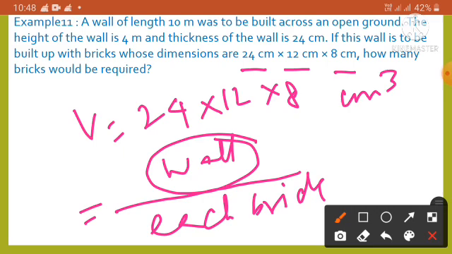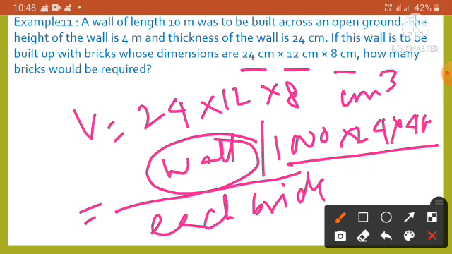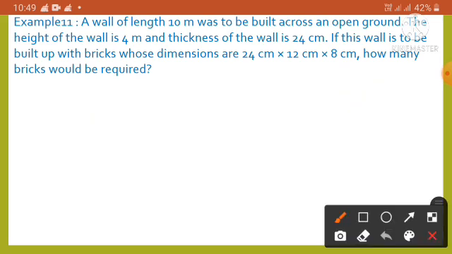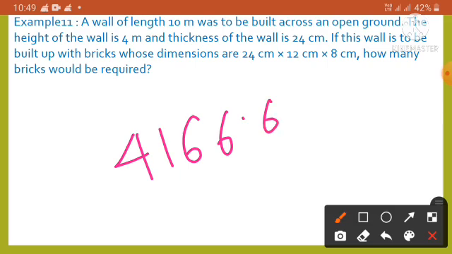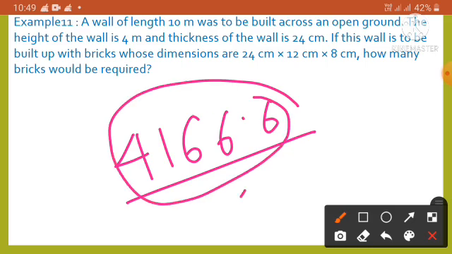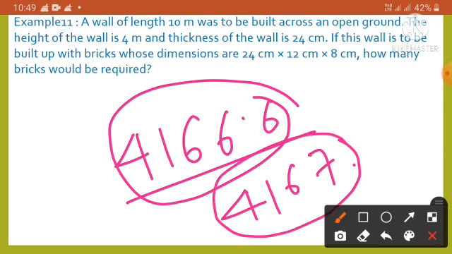The volume of the wall we already got, here it is 1000 into 24 into 400, and below it each brick volume, it is 24 into 12 into 8. We get the result 4166.6, so we can approximate it as 4167. So the number of bricks required is 4167.